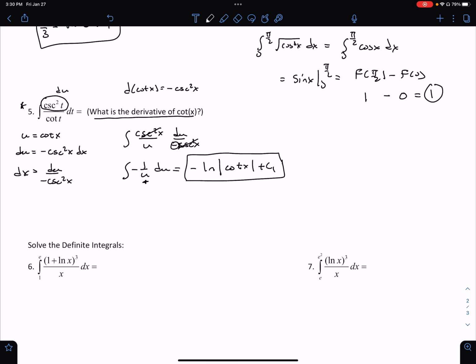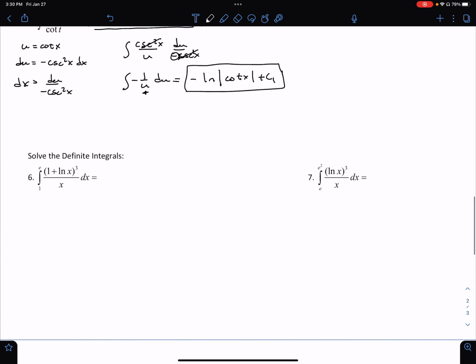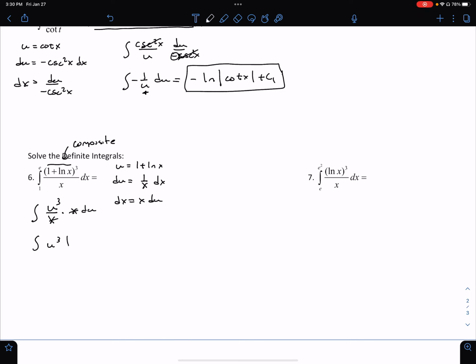So let's practice just a few more definite integrals here. For example, on number 6, this is kind of a fun one for us. I'm thinking u substitution here because I have something inside. That's my composite. We talked about that in the previous video. So if I let u equal 1 plus the natural log of x, take my derivative, we just get 1 over x dx, giving us dx is just x du. And that's nice. When I plug it in, I get a good little pickup line here, u cubed over x times x du. And those cancel. And what I'm left with is just u cubed du.